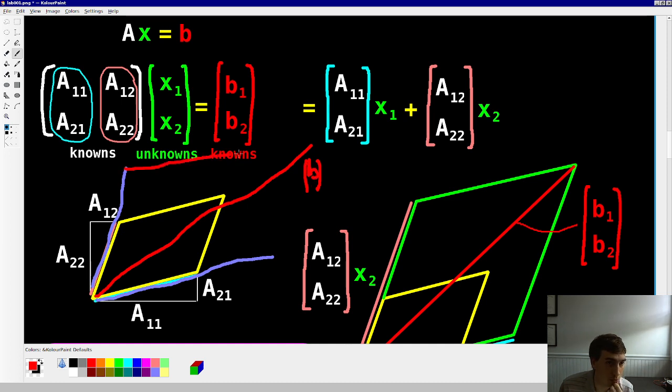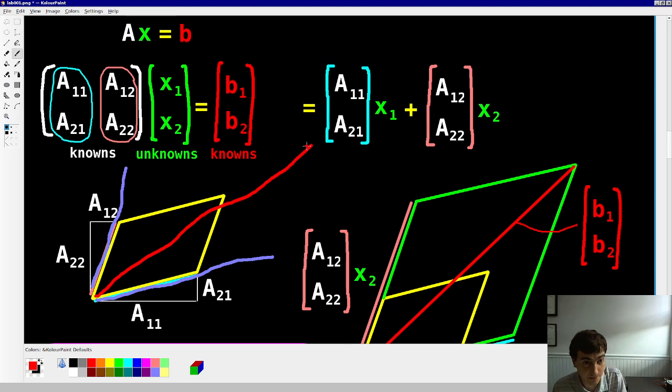So what values x1 and x2 would you have to scale this side by and this side by, such that when you were to sum up all of the scaled versions of those vectors, you'd point to where b is pointing. That's what systems of equations are, and we don't teach them like that, but we should.